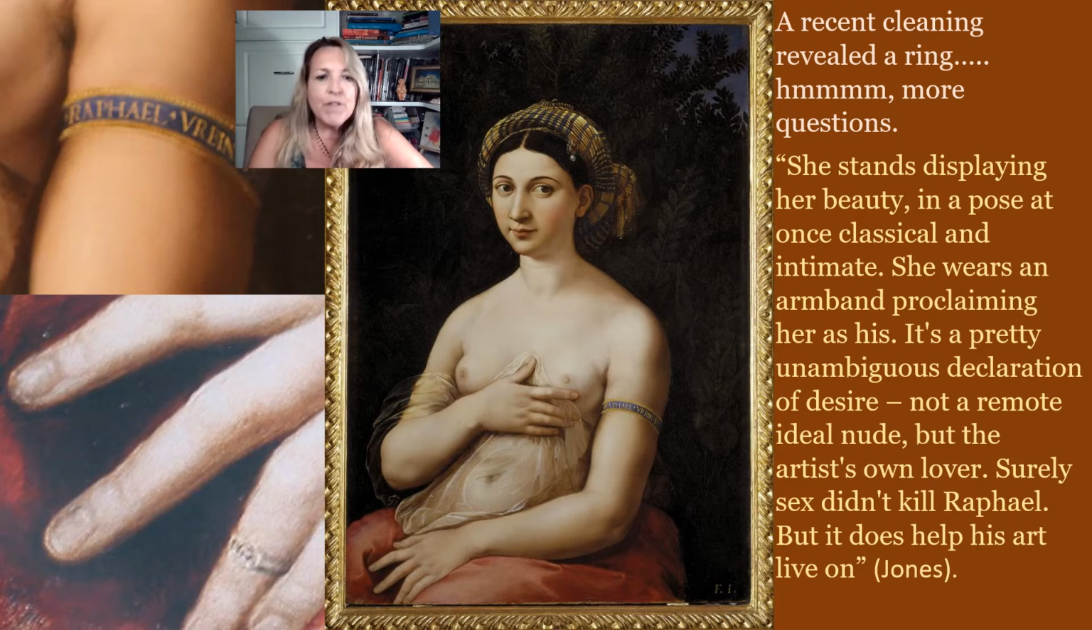A recent cleaning revealed a ring, and that has basically opened up more questions. Was she more than a mistress? Or was this a promise ring? Or who knows? But this has definitely added a little bit more interest in the Baker Girl. So she's beautiful in a pose at once classical and also intimate. She wears this armband or jewelry that proclaims her as his. It's pretty clear. It's not ambiguous at all, really. And she's not a remote, distant nude. She looks approachable. She doesn't look like she is on some sort of pedestal. But it's a great story, and again, it's not likely to go away any day soon.